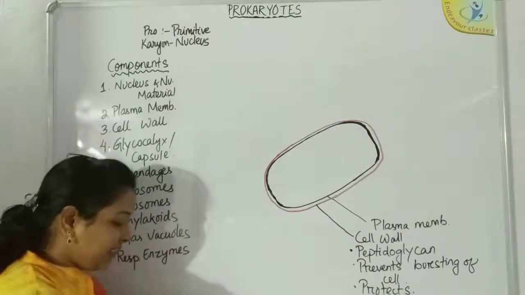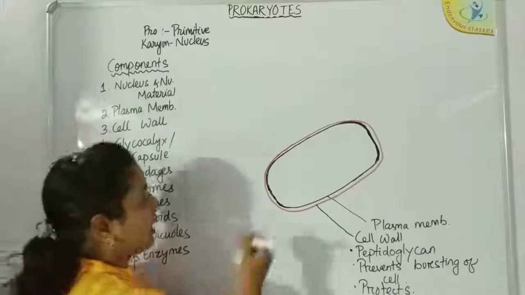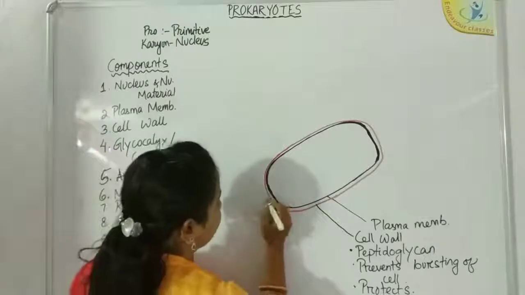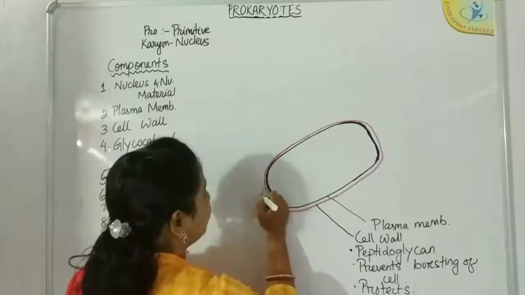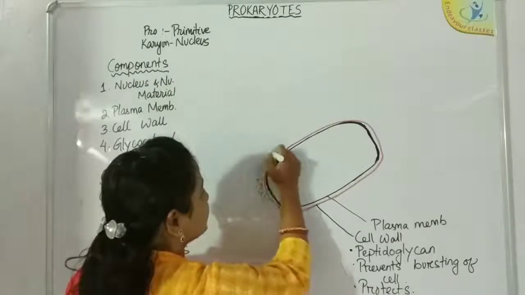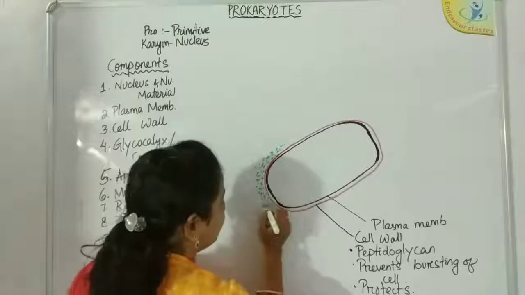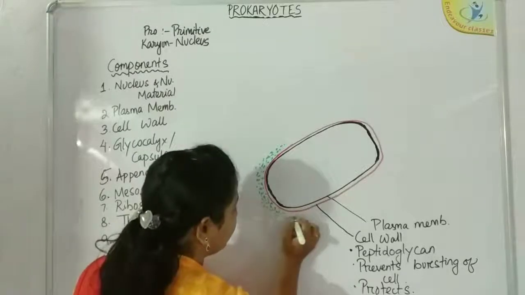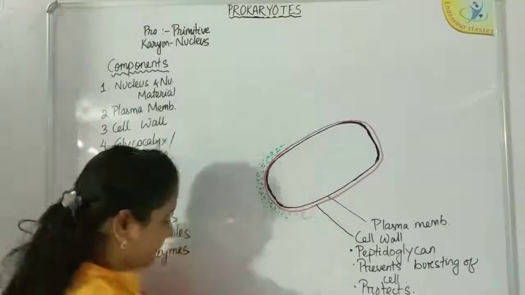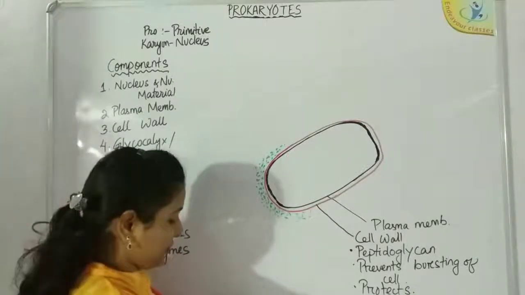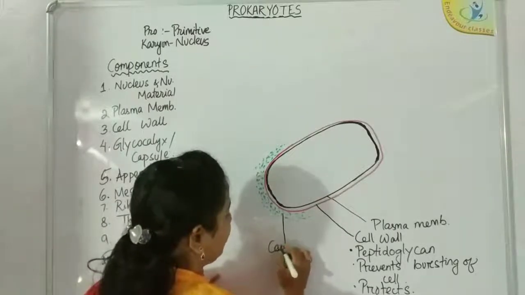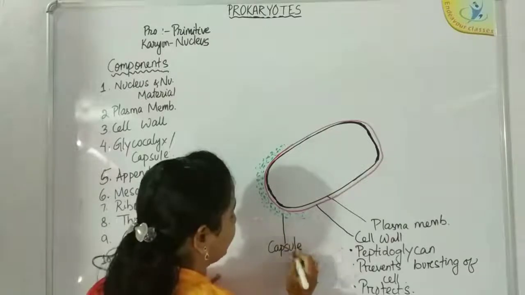So next to the cell wall, there is one more additional layer outer to the cell wall, the gelatinous layer, which is made up mainly of glycoprotein. This is the glycoprotein layer, which is called capsule or slime layer or glycocalyx.